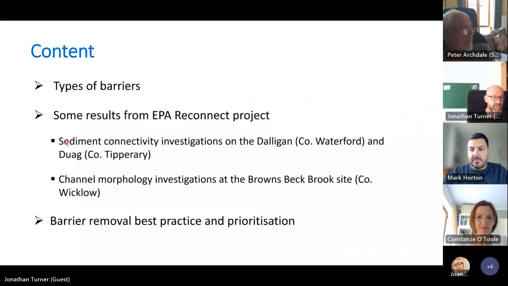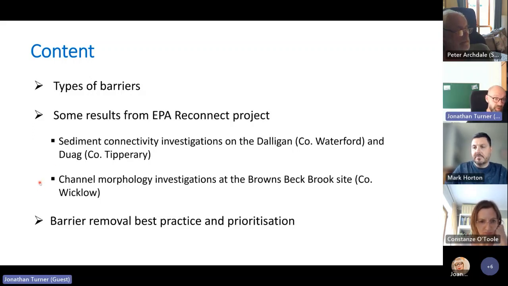By way of a roadmap, I'm going to talk very briefly, I guess you probably all know what I'm going to talk about, just to clarify what types of barriers I'm referring to in this talk. Then primarily I'm going to present some results from the EPA project that I was working on, which wrapped up a couple of years ago, but the report came out last year. It looks at sediment connectivity, the impact of sediment, and then channel change, channel morphology in relation to a barrier removal.